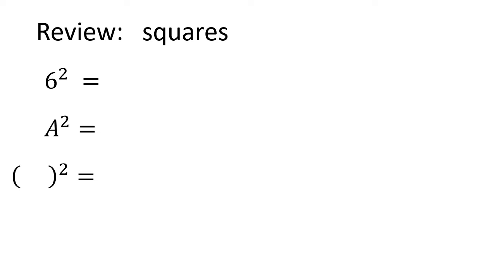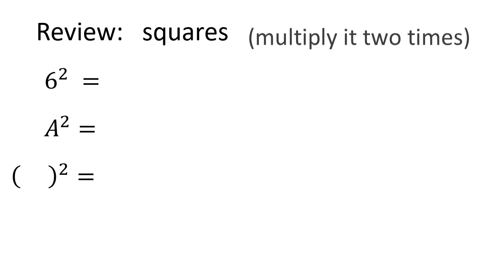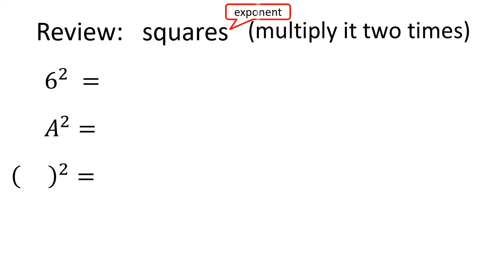Do you remember what squares are? Square means multiplying the number 2 times. It is an exponent. For example, 6 squared. This means multiplying 6 2 times. So 6 squared is equal to 6 times 6. By the way, we can use a dot instead of a multiplication sign, and it can be expressed as 6 dot 6.